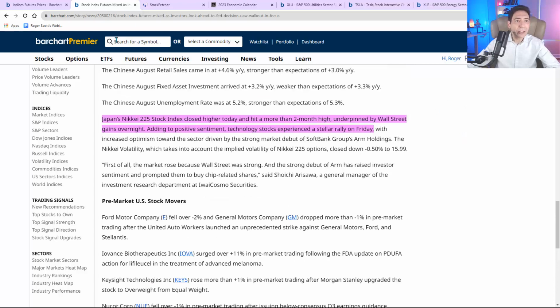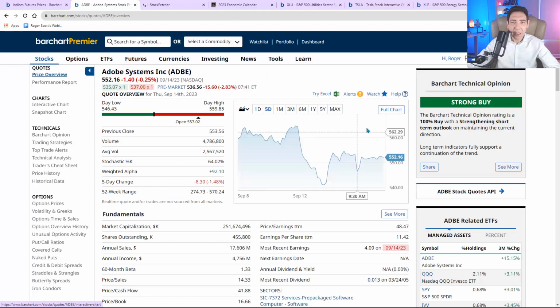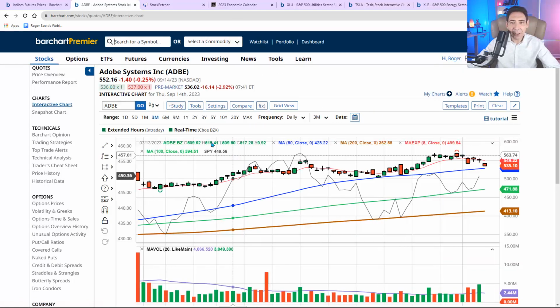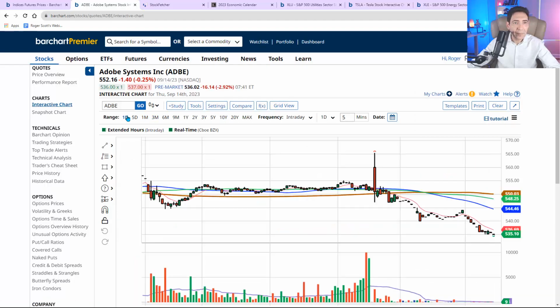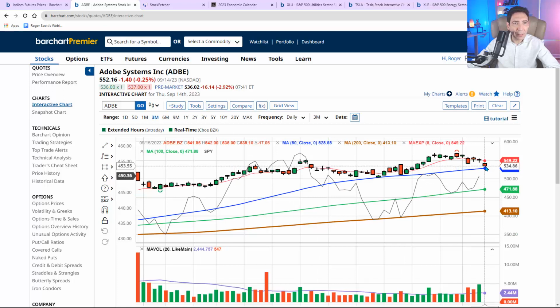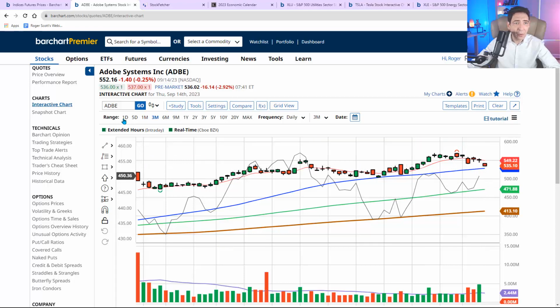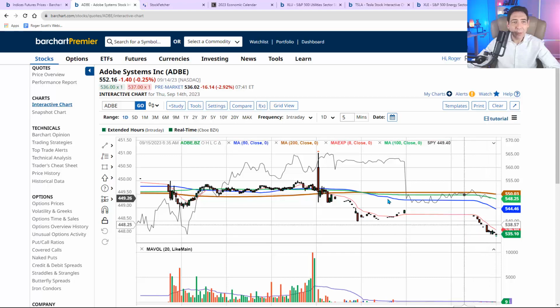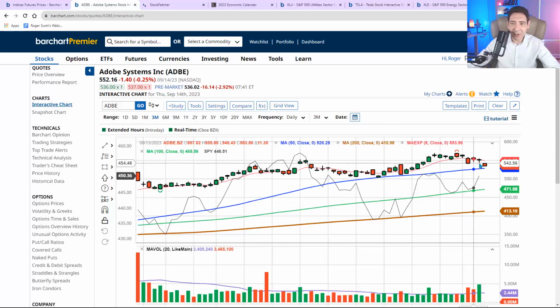Now, I wanted to talk to you about Adobe. Adobe had earnings after the closing bell. The stock dropped. Look at this, pre-market. The stock is going to open up at 536 right here. It's still above the 50-day moving average, okay? Now, overnight, you could see the stock went down. What I want to see is this, very clearly.